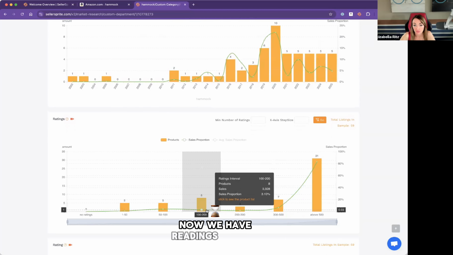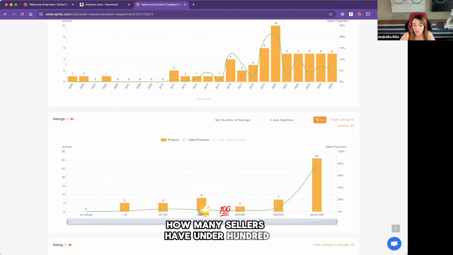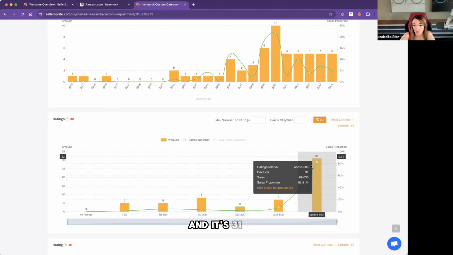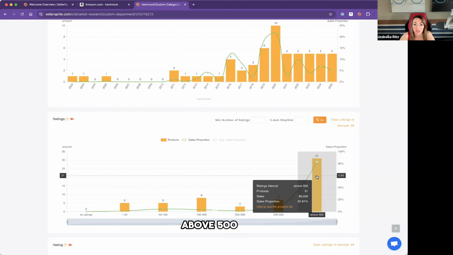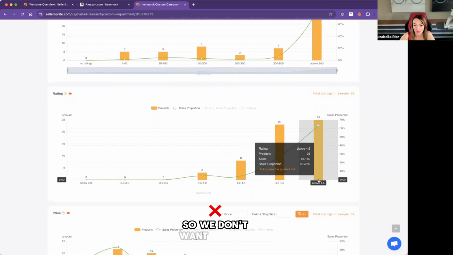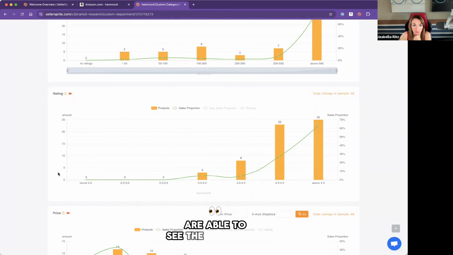Now we have ratings. So how many sellers have under 50 ratings? How many sellers have under 100 ratings? How many of them have above 500 ratings? And it's 31. But again, above 500 doesn't mean 501. Some of them can probably have 13,000 or 30,000. So we don't want to fight and compete with these guys, right? But at the same time, we are always able to see the proportion.